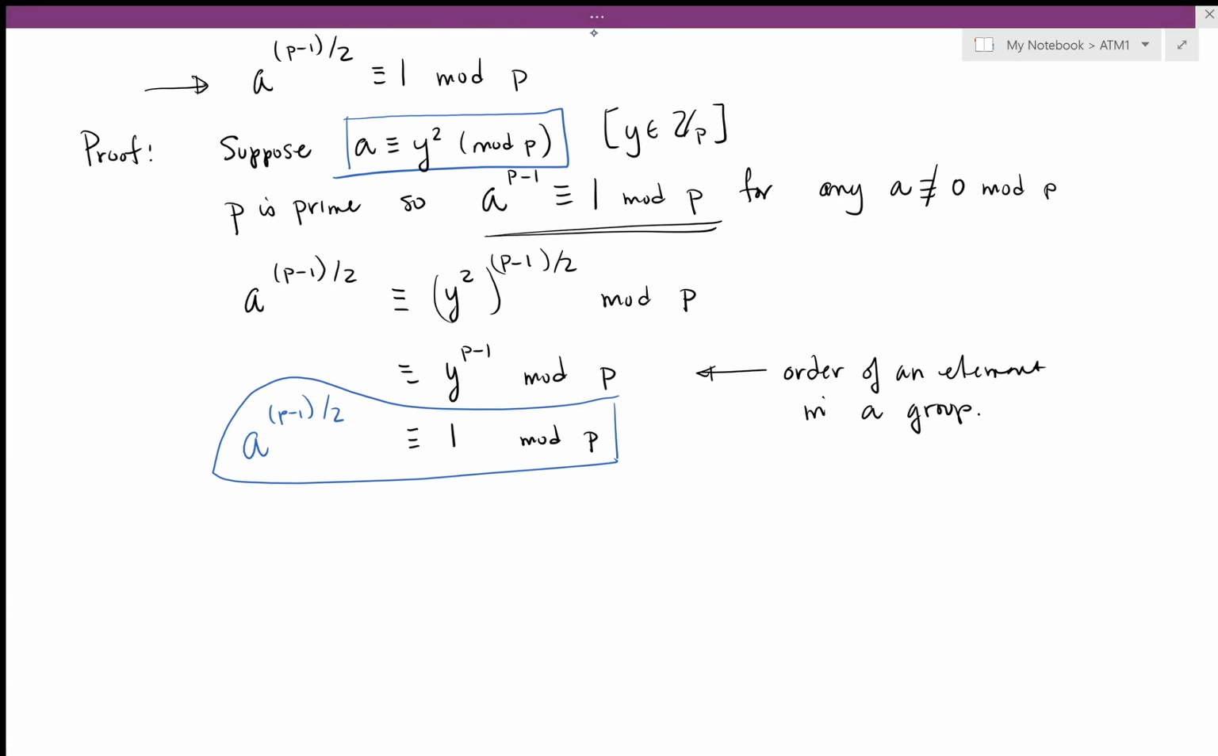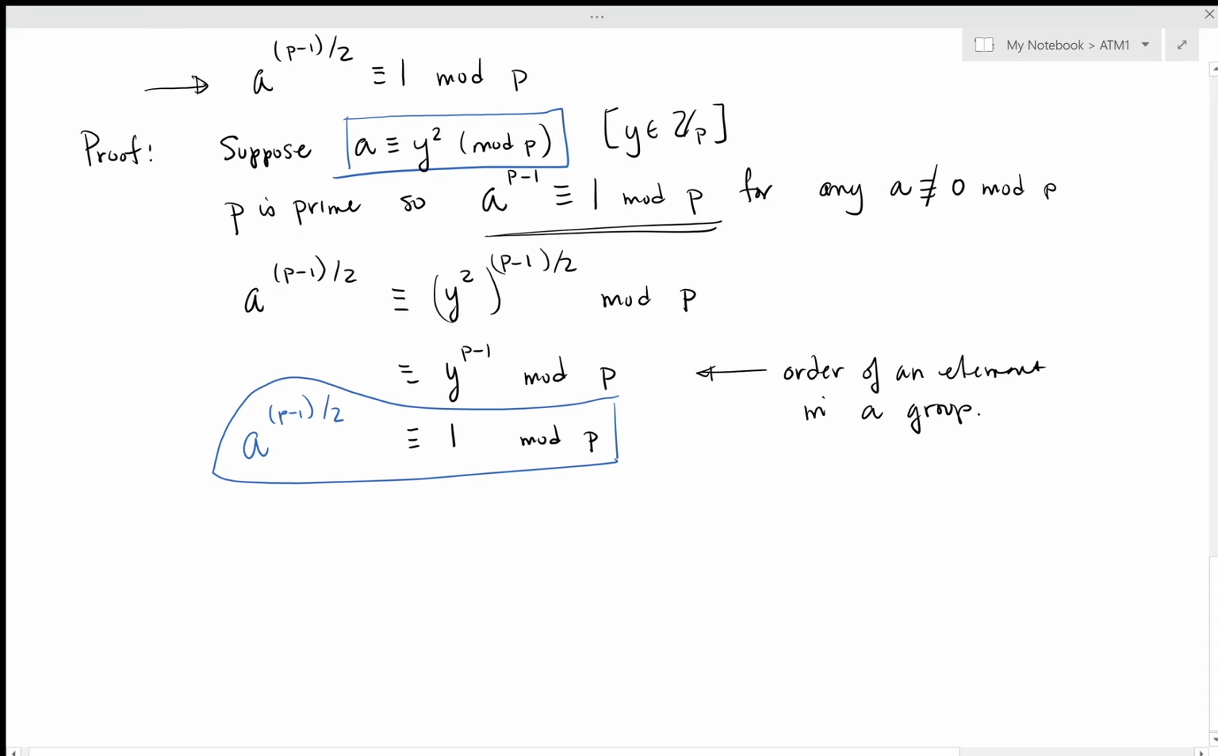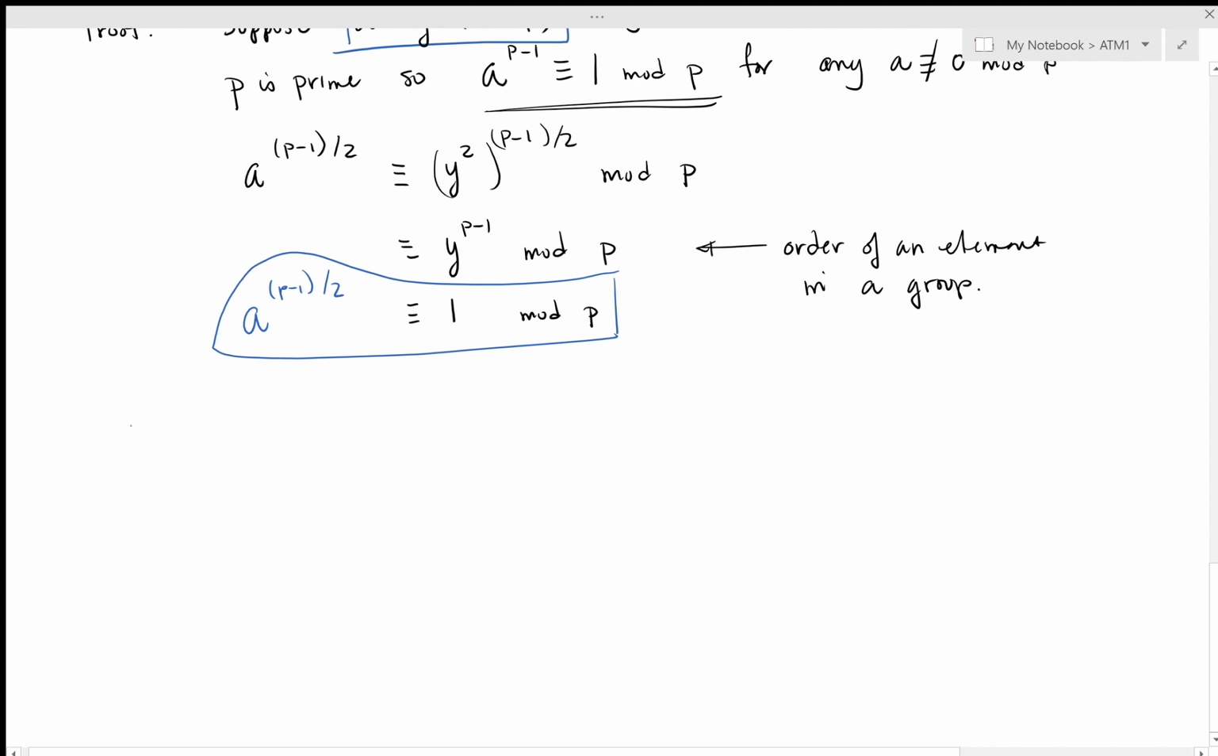Now we're going to go in the other direction. So we are going to conversely suppose that A to the (P minus 1)/2 is congruent to 1 mod P. We're going to suppose that, and then we're going to try to show that this means that A is a quadratic residue. Okay. All right. So let's start going.